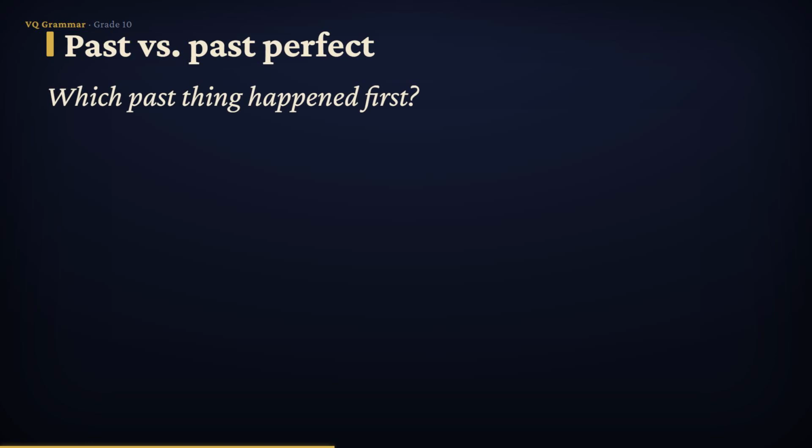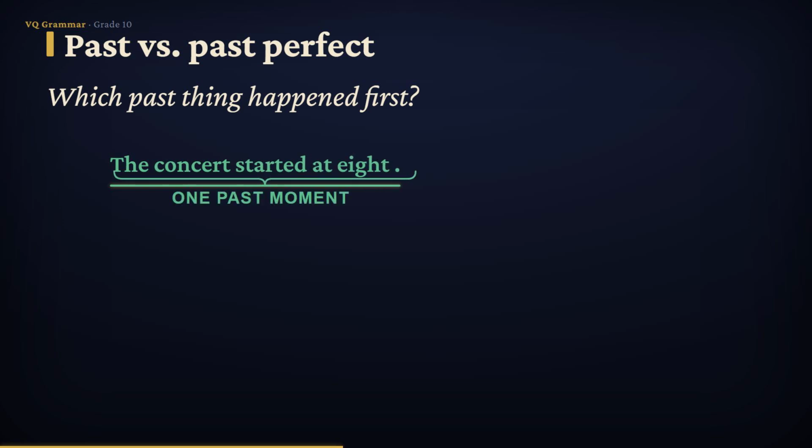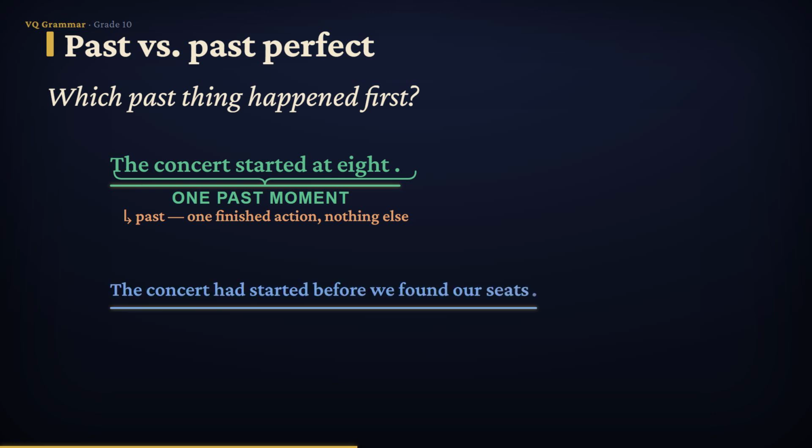Here's the pair that trips people up most. Sentence 1. The concert started at 8. Simple past. One finished action, sitting alone in the past, and nothing else to compare it to. Sentence 2. The concert had started before we found our seats. Now there are 2 past events in the same sentence. The concert starting and us finding our seats.